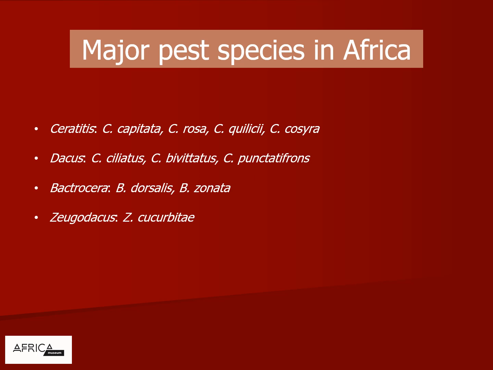For Ceratitis, it concerns the Mediterranean fruit fly Capitata, the Natal fruit fly Rosa, the Cape fruit fly Quilicii, and the Marula fruit fly Cosyra. For Dacus, it concerns Dacus ciliatus, the Ethiopian fruit fly, the pumpkin fly Dacus bivittatus, and Dacus punctatifrons. For Bactrocera, it concerns the 2 invasive species, the Oriental fruit fly Bactrocera dorsalis and the peach fruit fly Bactrocera zonata. Finally, there's the melon fruit fly Zeugodacus cucurbitae.